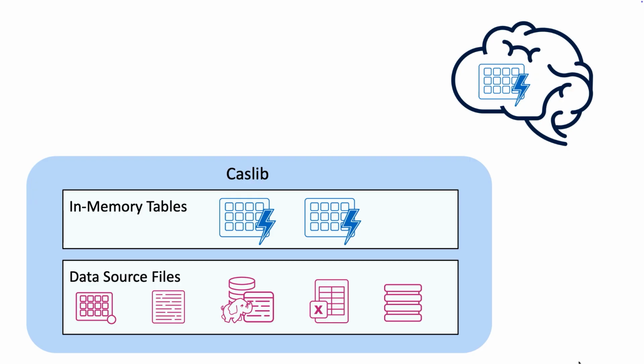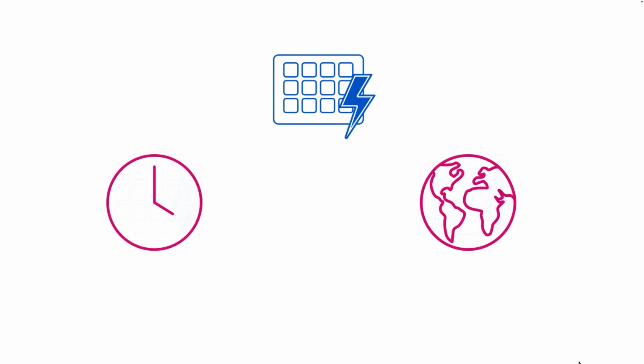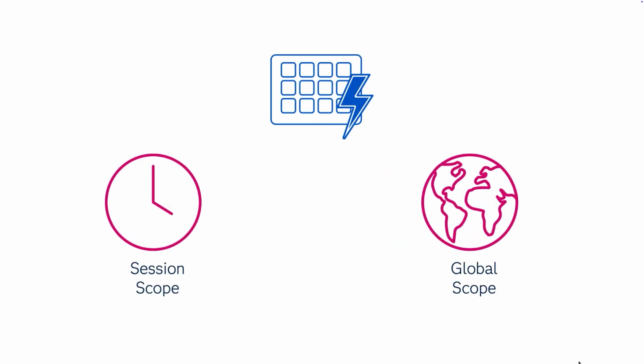for our own use. An in-memory table can have either session or global scope. Session scope means that the table remains in memory for the duration of the CAS session, whereas global scope tables persist in memory after the session ends. If you want to use in-memory data in other applications, such as SAS Visual Analytics or Model Studio, then tables must be promoted to global scope.